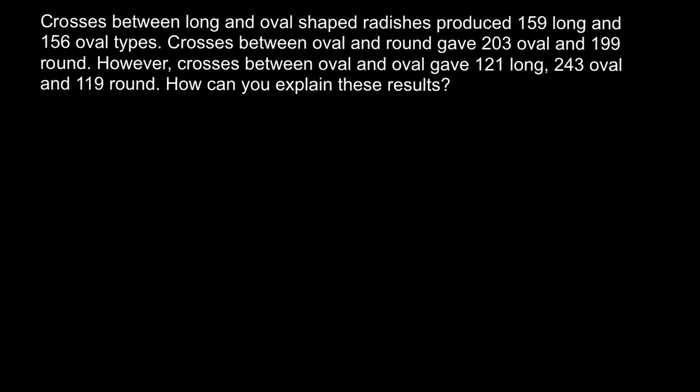So here's a problem. Crosses between long and oval shaped radishes produce 159 long and 156 oval types. Crosses between oval and round gave 203 oval and 199 round. However, crosses between oval and oval gave 121 long, 243 oval, and 119 round. How can you explain these results?